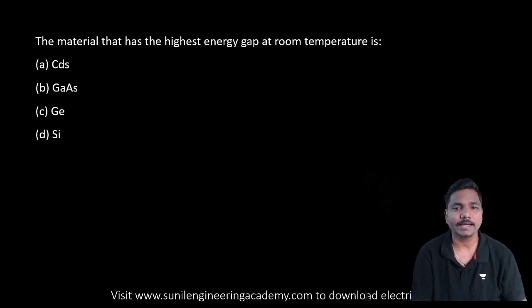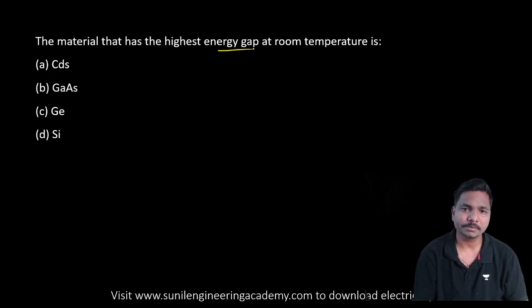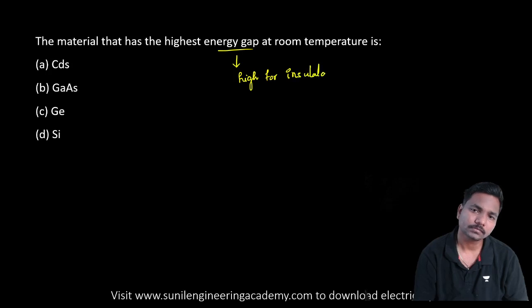The material that has the highest energy gap at room temperature. Energy gaps are high for insulators, in the order of greater than 5 electron volt. After that, semiconductors.